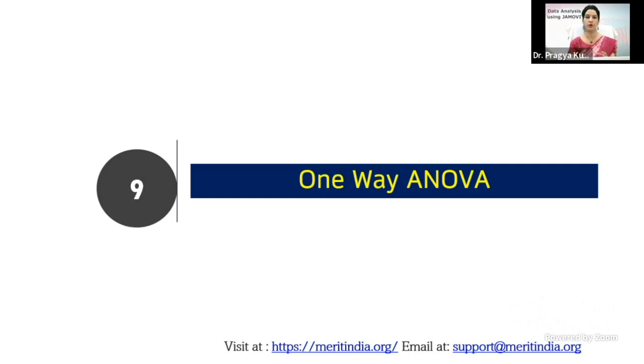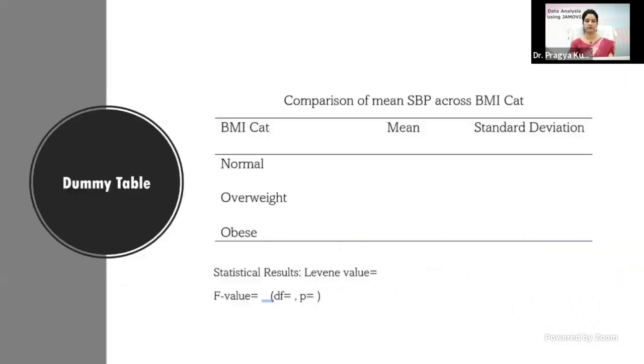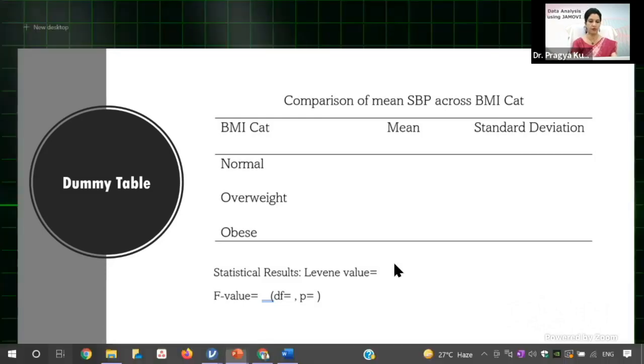Now, if you want to test the mean difference in more than two groups, then we use the ANOVA. So the question is, if you want to test the mean systolic blood pressure across BMI category. BMI category has three categories: normal, overweight and obese. So we will see how to perform the ANOVA.